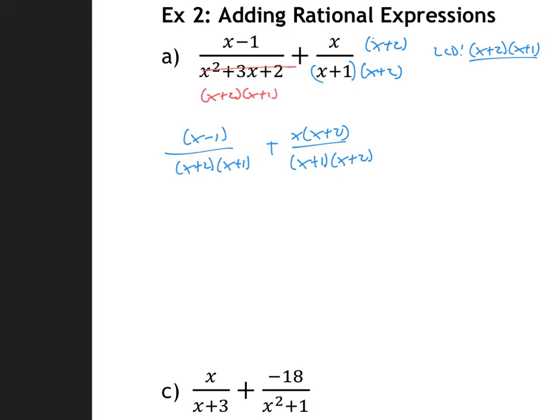All right, now I'm just going to add across the top. So what I want to do here is FOIL this out. So x squared plus 2x. So up top now, if you're watching, what I got is x minus 1 plus x squared plus 2x, all over x plus 2 times x plus 1. And now I just want to combine like terms. So up top, I got an x squared, 2x plus x is a 3x, and then minus 1.